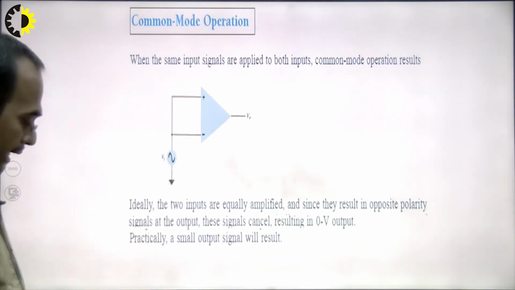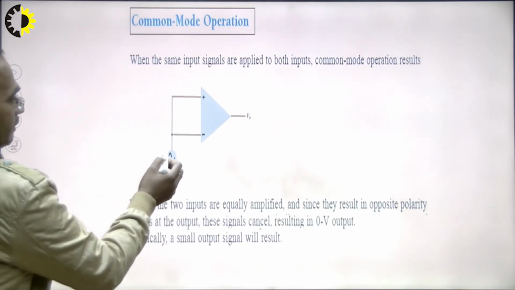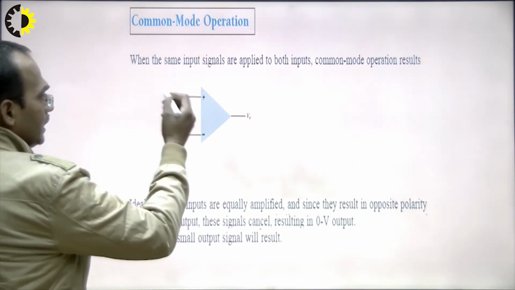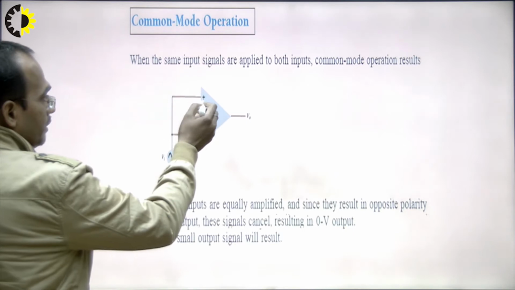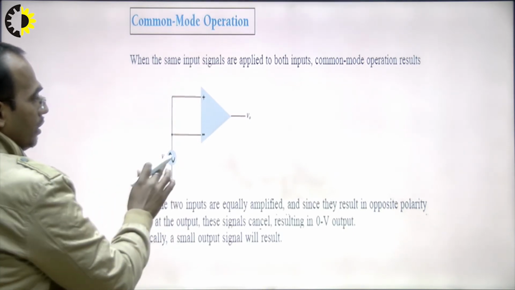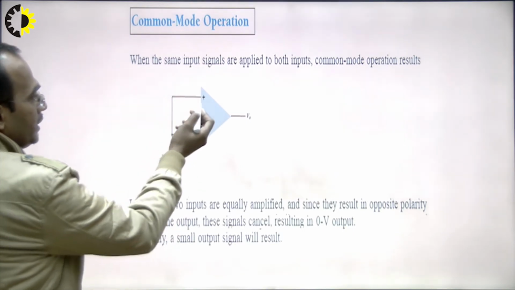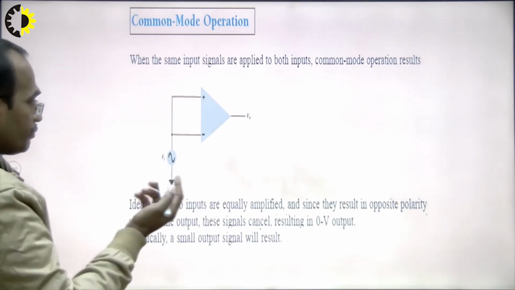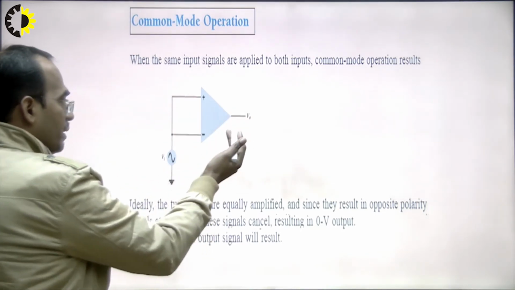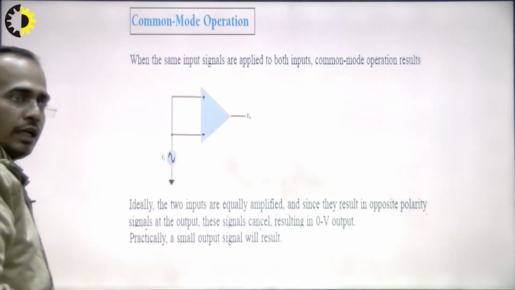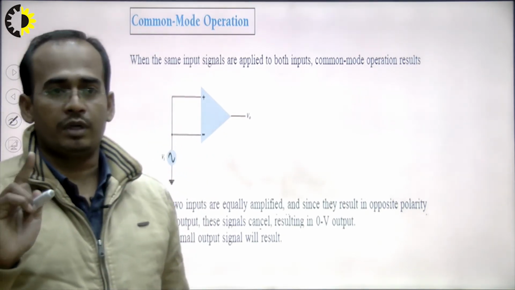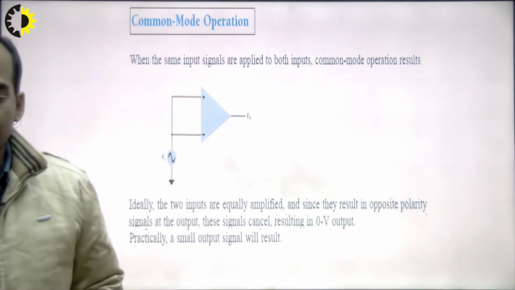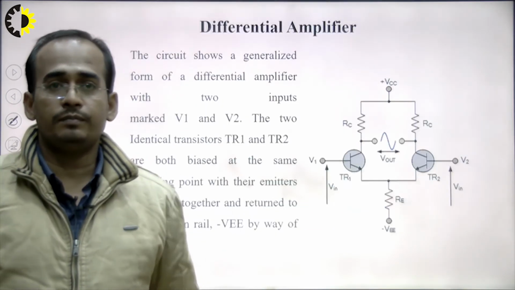So, if I am applying the same input Vi to both terminals, consider that I have applied the input to the positive terminal and grounded the negative terminal. Whatever output I am getting will be cancelled out when I apply the input to the negative terminal of the operational amplifier. So, at that time we will get zero output.